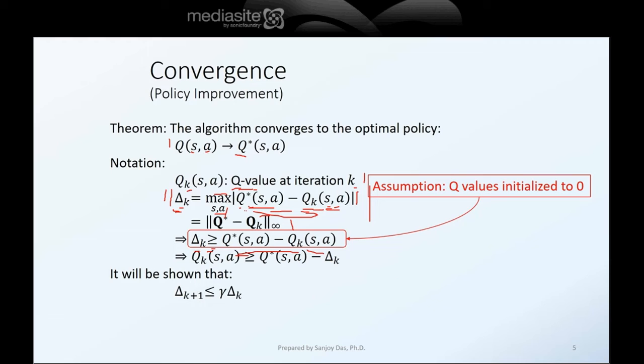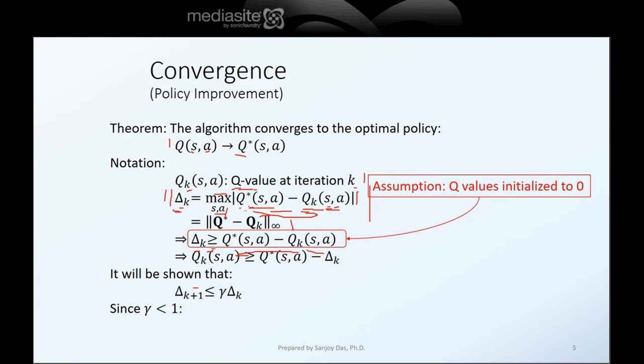And it will be shown that delta K plus 1 is going to be less than or equal to gamma times delta K, and gamma is always less than 1. So the difference, delta, in iteration K plus 1 will always be less than or equal to gamma times delta of K. We can think of the deltas as some kind of error between the current iteration Q values and the Q star. So this kind of error is going to decrease in this manner.